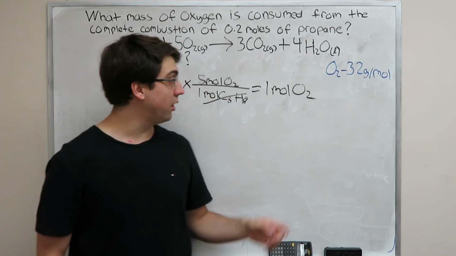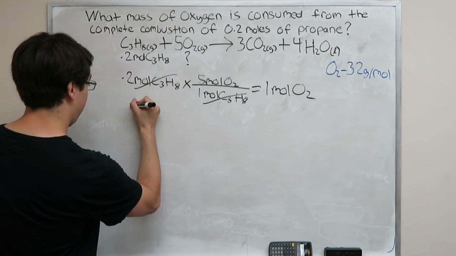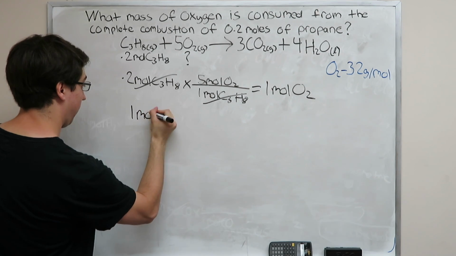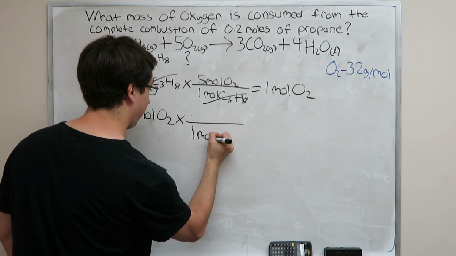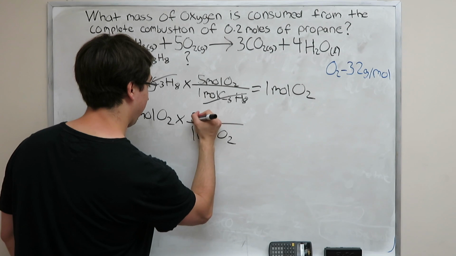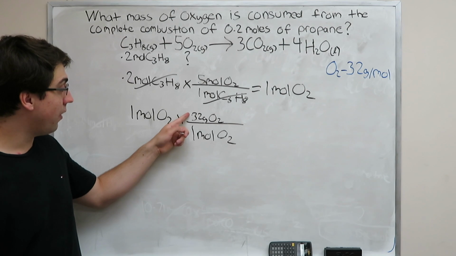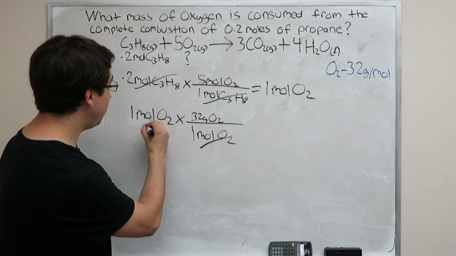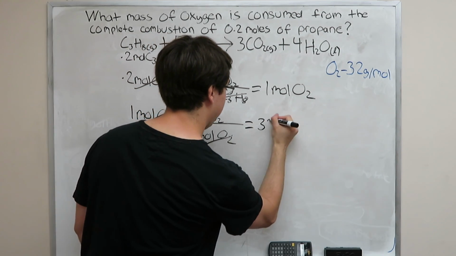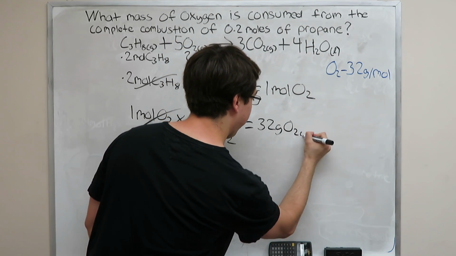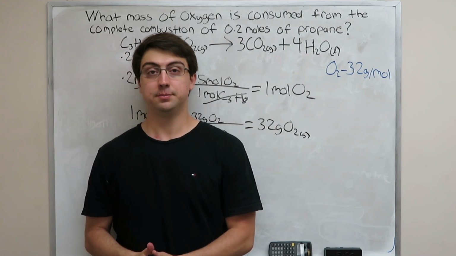The last thing we need to do is convert the moles of oxygen to grams of oxygen. There is 32 grams in 1 mole of oxygen, and the moles of oxygen will cancel out, and you just take the 1 and multiply times 32. So 32 grams of oxygen gas is required.